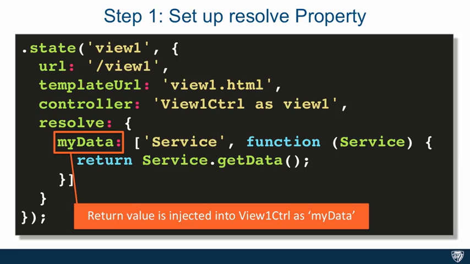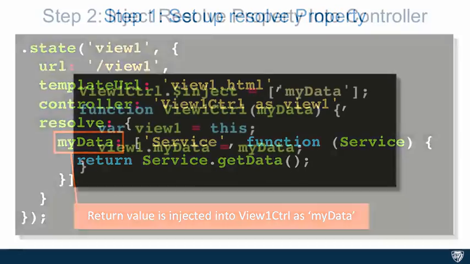Now, if the resolve property, in this case myData, gets assigned a promise, which is also the case in this example, the router will not advance us to the new state, in this case view1, until the promise is resolved. If the promise gets rejected altogether, the router will not advance us to the new state at all.